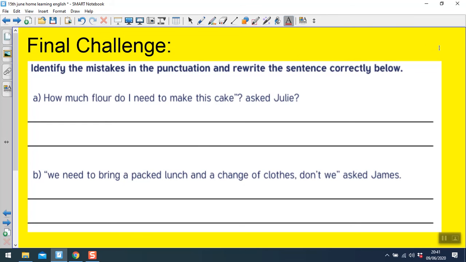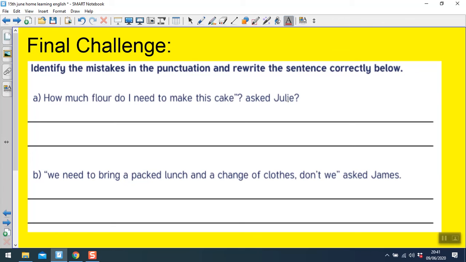Your final challenge today is to have a go at this. Identify the mistakes in the punctuation and rewrite the sentence correctly below. So we've got, "How much flour do I need to make this cake?" Close inverted commas, question mark, asked Julie, question mark. And then inverted commas, small w, "we need to bring a packed lunch and a change of clothes, comma, don't we?" Close inverted commas, asked James, full stop. So pause the video while you rewrite the sentences correctly.